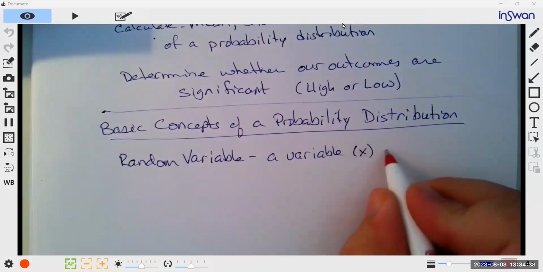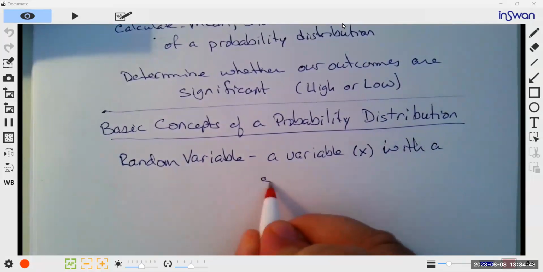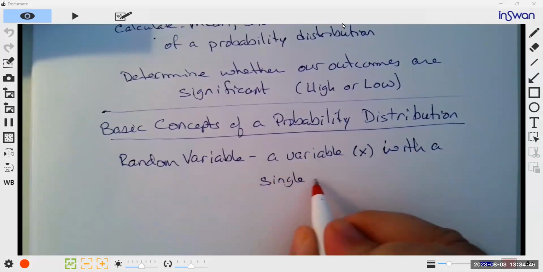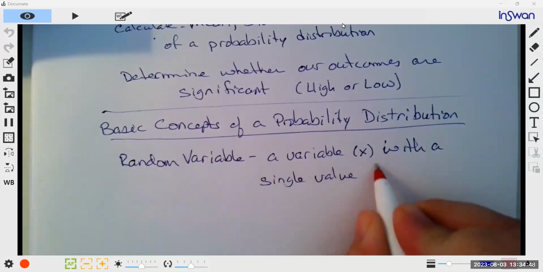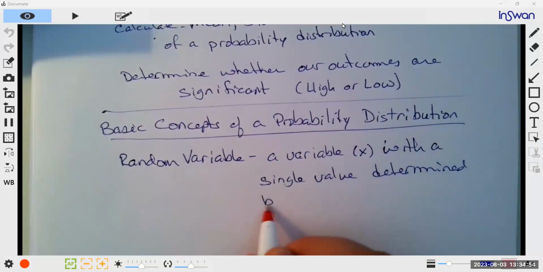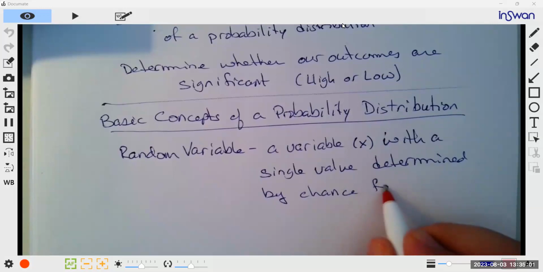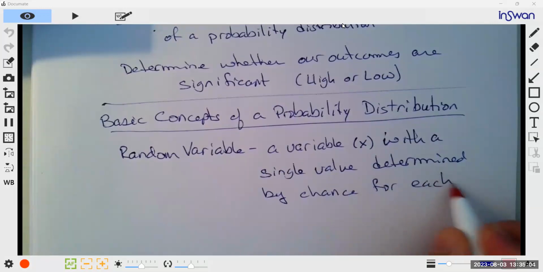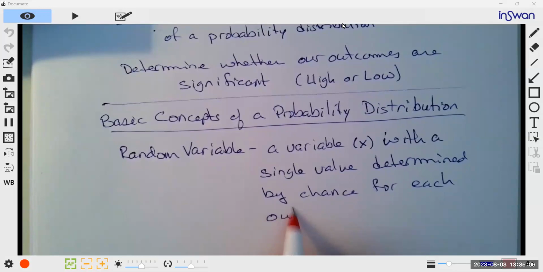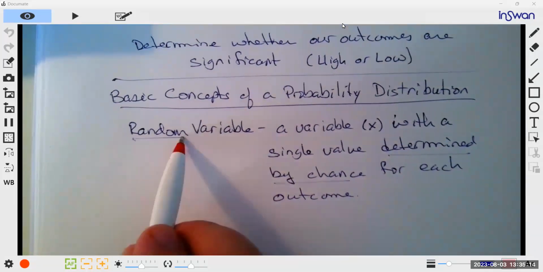We call it X, with a single value that is determined by chance for each outcome. So it's determined by chance. It's random.